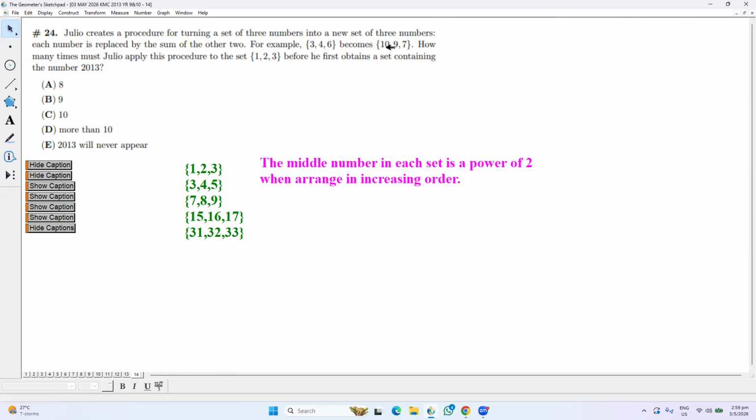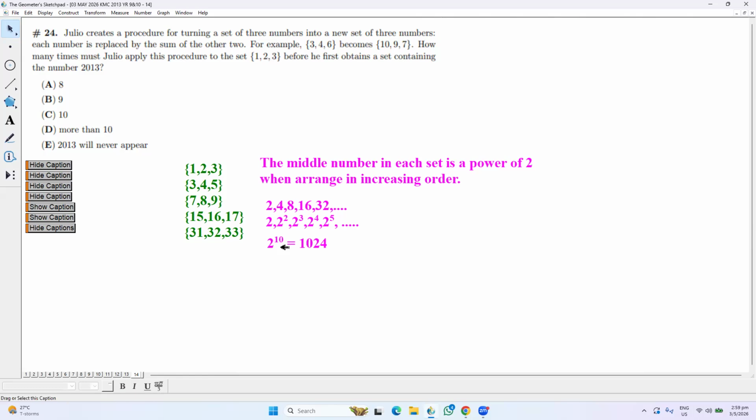In this example, they never arranged the numbers. We arrange, then we get the middle number as 2, 4, 8, 16, 32. So power 1, 2, 3, 4, 5. When you reach here, how many times have we processed? 1 time, 2 times, 3 times, 4 times. Okay, procedure 4 times, power is 5.